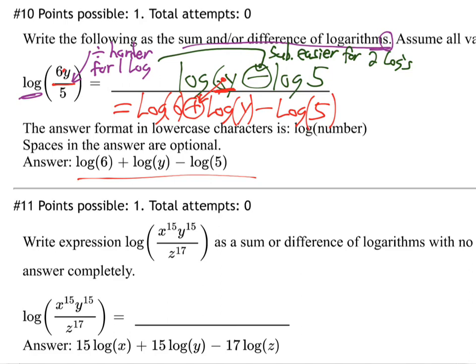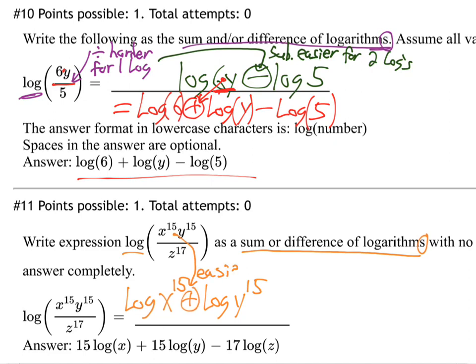On the bottom, same kind of thing. We have 1 log. They want me to make it a sum or difference of logarithms. So let's do it. It's going to become log of x to the 15th plus log of y to the 15th, because that's understood times on the top. Times becomes adding, an easier operation.